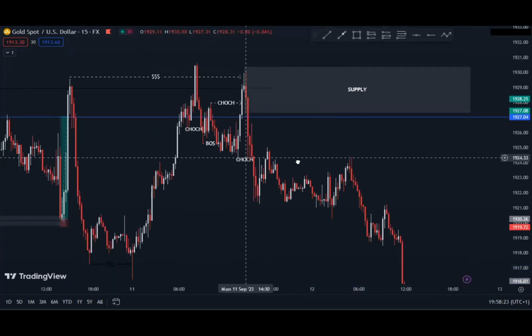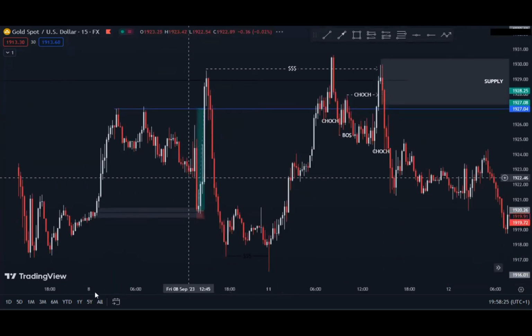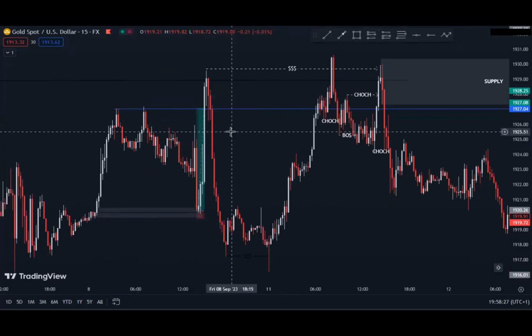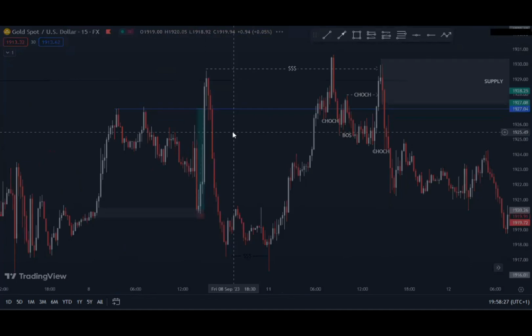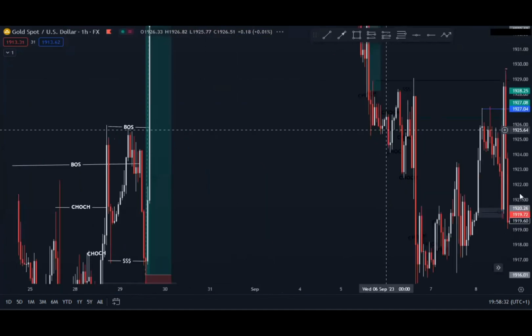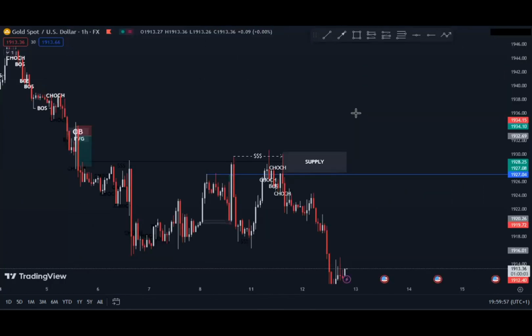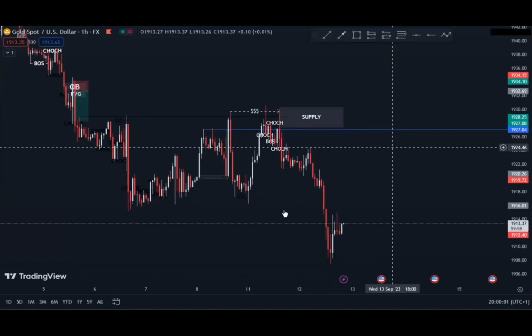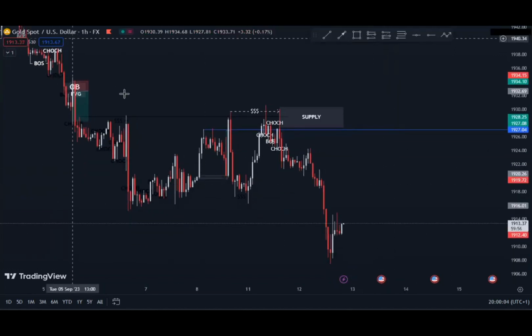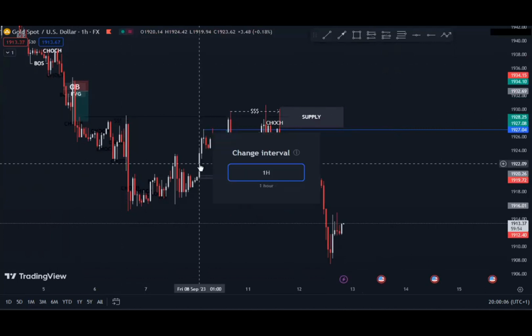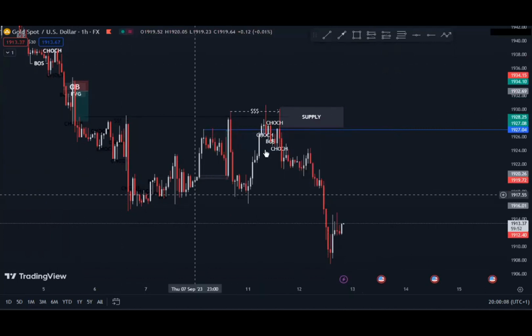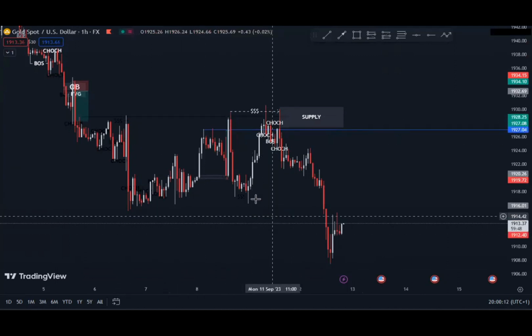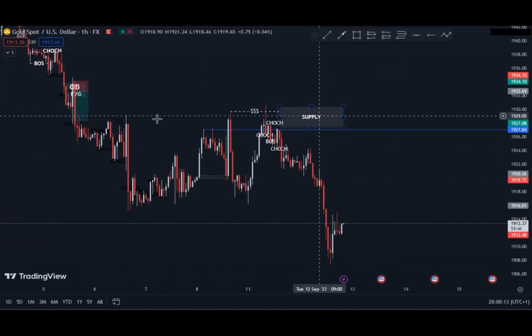So on the higher time frame, market is consolidating. That's on the 1H time frame. Market is consolidating, you guys can see. So guys, the market is choppy on the 1H time frame. You can see it's just going up. It will break structure. It will give us a change of character.